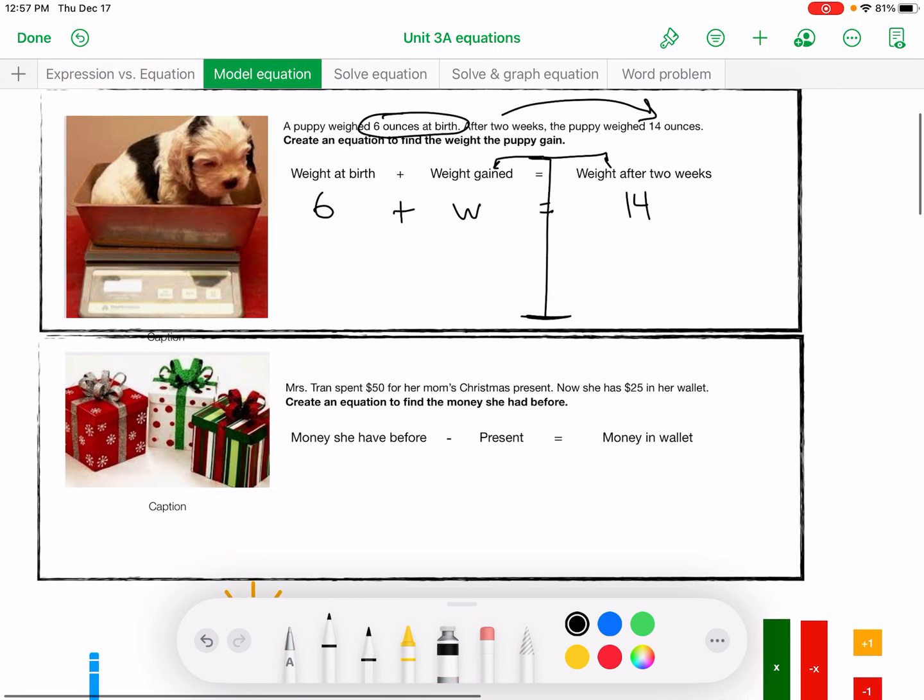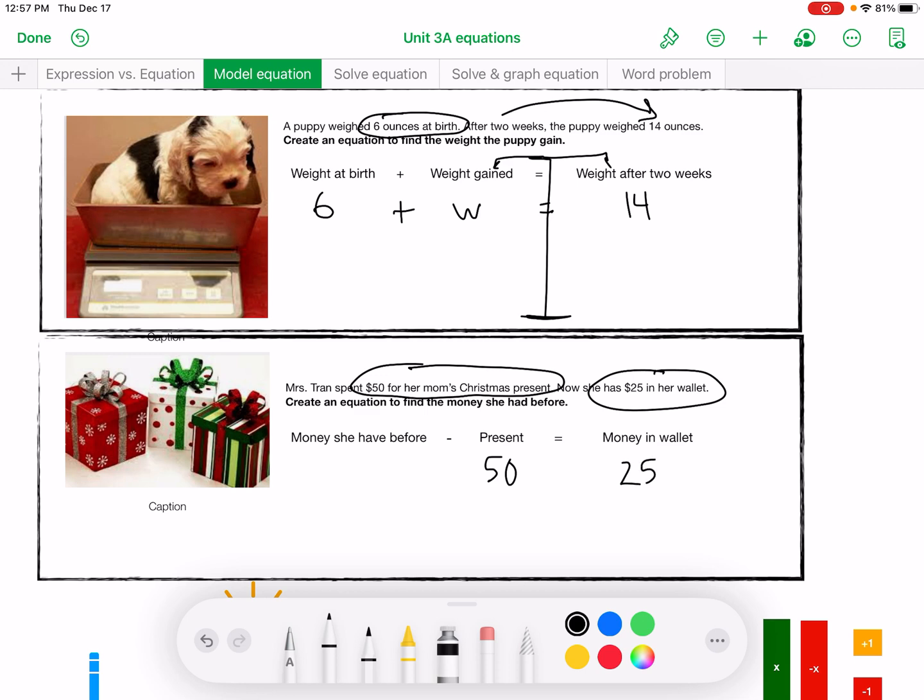Let's look at our next situation. Miss Tran spent $50 for her mother's Christmas present. Now she has $25 in her wallet. Create an equation to find how much money she had to begin with. So she had how much money? She spent 50 and has 25.